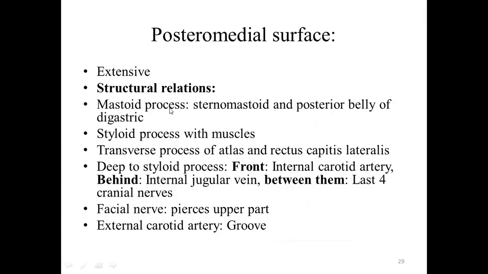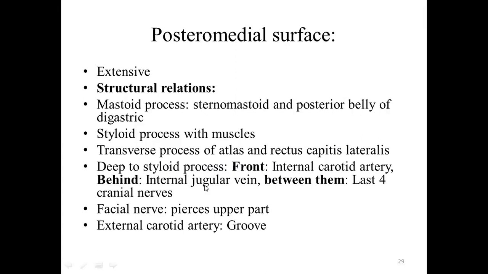Posteromedial surface. Let's say it's an extensive part. The structural relations are, posteriorly, definitely the mastoid process, including the sternomastoid and the posterior belly of digastric, the styloid process with its muscles, and the transverse process of atlas and rectus capitis lateralis. Deep to the styloid process, anteriorly there will be the internal carotid artery and posteriorly the internal jugular vein. Between both of them, the last 4 cranial nerves can also be seen, meaning the 9th, 10th, 11th, 12th cranial nerves.